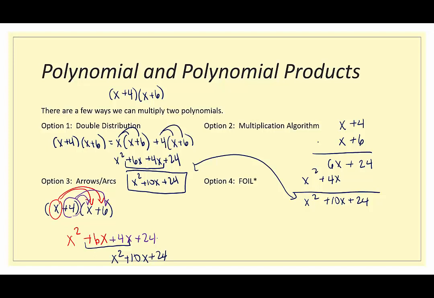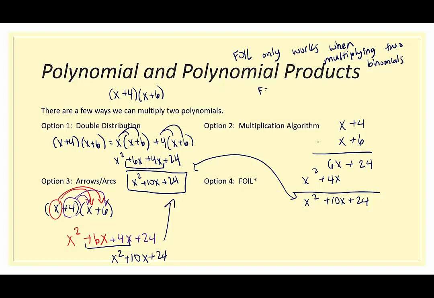And this brings us to option 4. Option 4 is FOIL. I did put an asterisk because it is a special one. FOIL is just an acronym. It's just to help us remember what we multiply if we have binomial times binomial. So FOIL only works when multiplying two binomials. And each letter in FOIL stands for something and is telling us what to multiply.